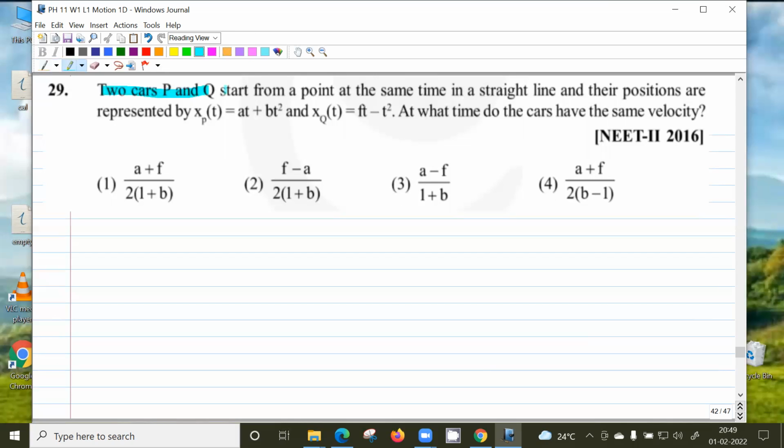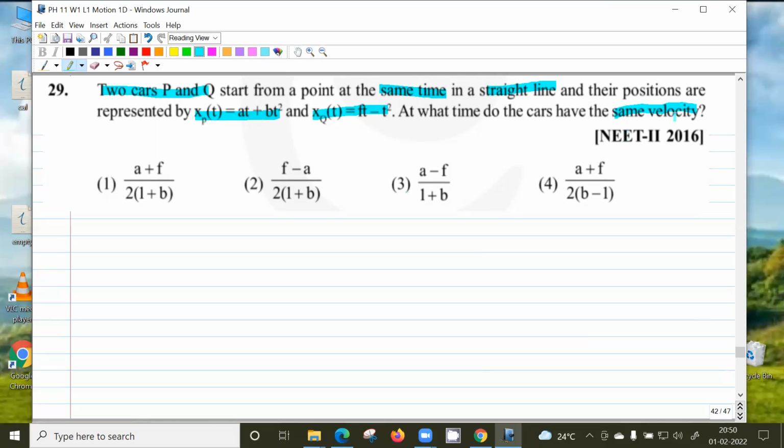Two cars P and Q start from a point at the same time, in a straight line. Positions are given by this. At what times do they have the same velocity? So is this a 1D problem or 2D problem? Why is it 2D? It is a 1D problem, one space variable. When I say 1D motion, we're just talking about the space variable. The time variable is always there, but 1D means one space variable. So here it's only x.